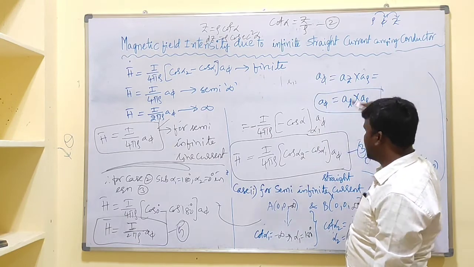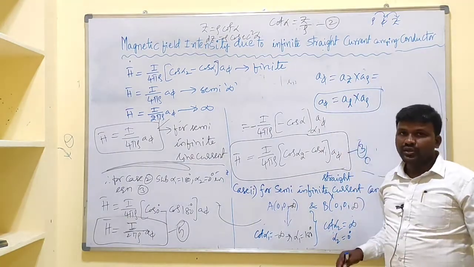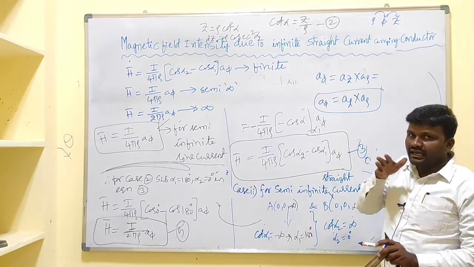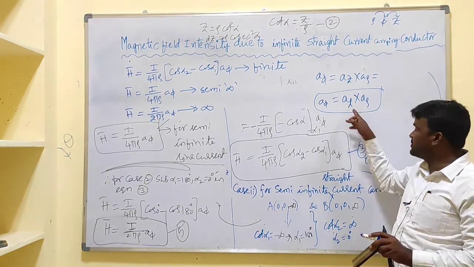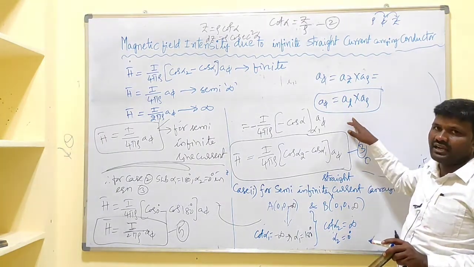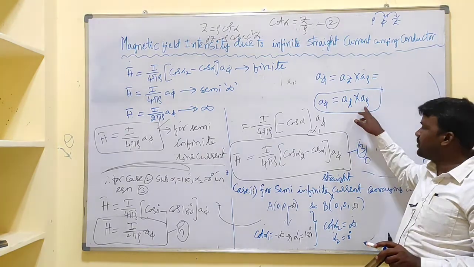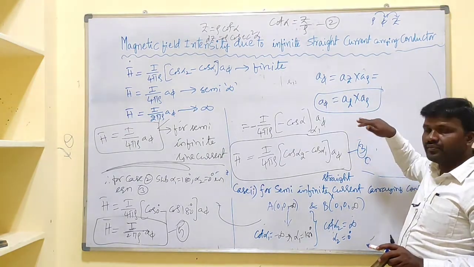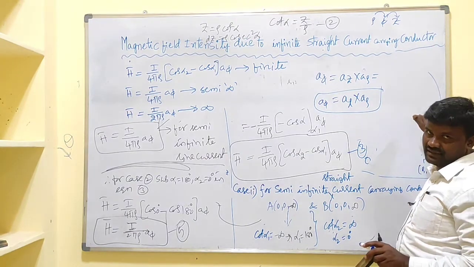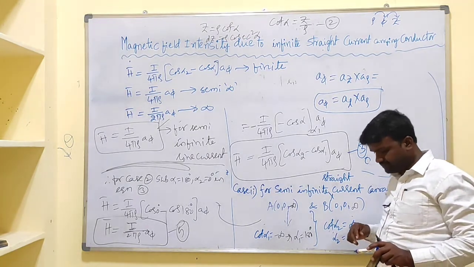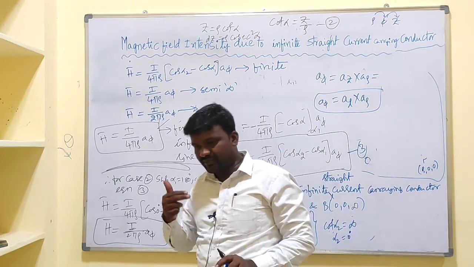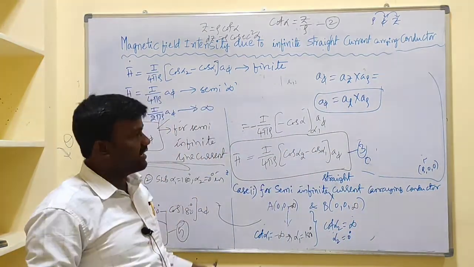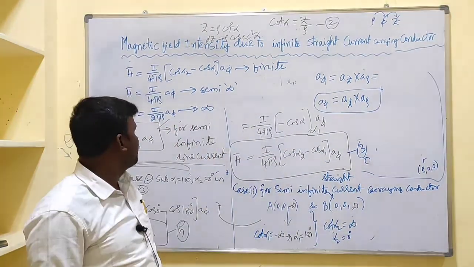a phi equal to what? Al cross a rho. Al is what? The unit vector where our current element is placed, or else it is the unit vector along the axis where our current element is placed. a rho is what? The unit vector perpendicular to our current element. Rho is what? The perpendicular distance from the reference axis where our current element is placed. Please remember this one.